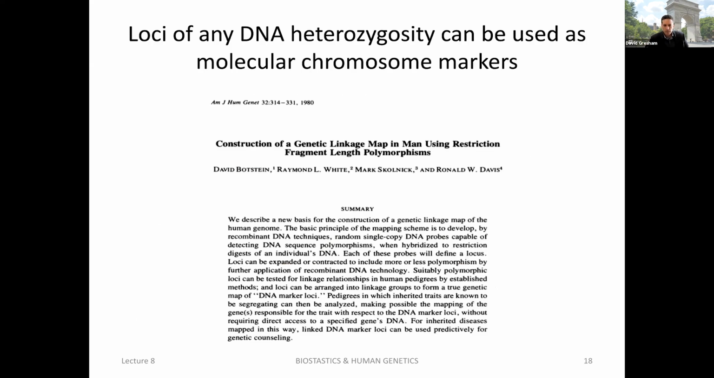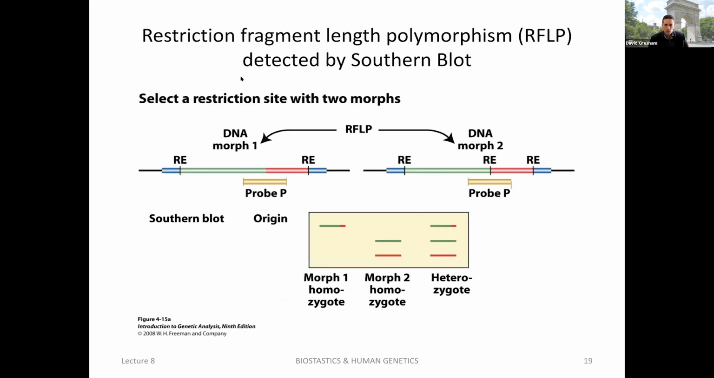In this paper, they used polymorphisms that were known at the time, called restriction fragment length polymorphisms, or RFLPs for short. And what is an RFLP? This is a type of polymorphism that can be detected using the state-of-the-art technology available at the time, which was two things.